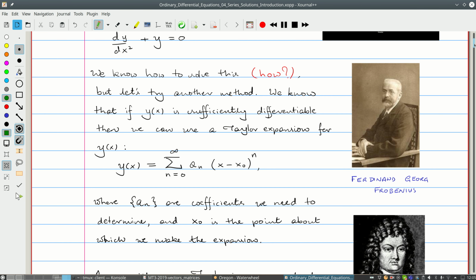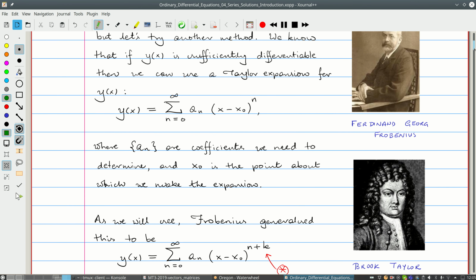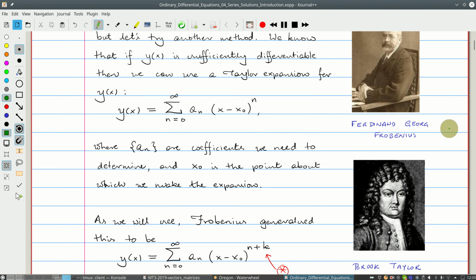I put a couple of pictures here in case you don't know what Brook Taylor looked like. Well, that's him. He was at Cambridge. And we'll come to Frobenius soon.